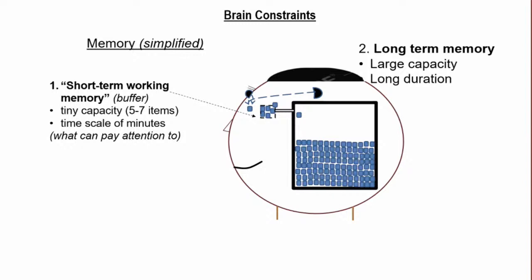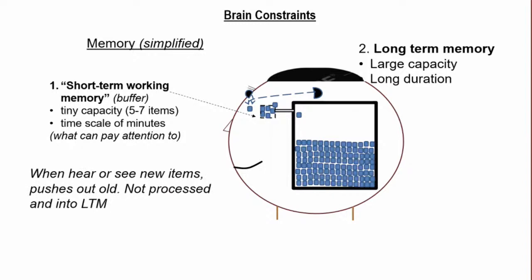You can think of it as the amount of things and time that the brain can pay attention to. But this very small capacity is really important, because anytime the brain hears or sees something new, that information goes into working memory, and because it has such a small capacity, it always pushes something out. And that something that gets pushed out is not getting into long-term memory, not getting processed and learned.